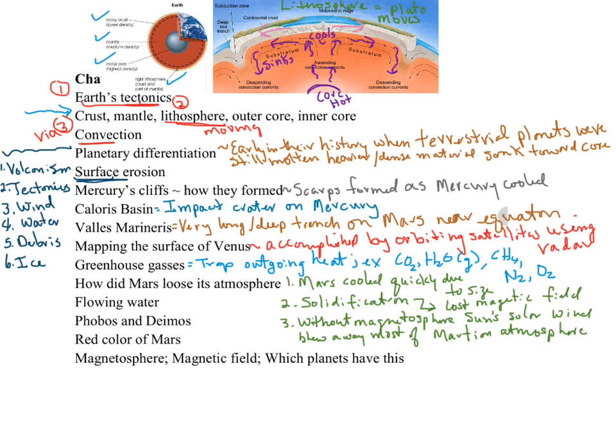Okay, flowing water. No pun intended, but Earth has current flowing water. Mars has had flowing water in the past.